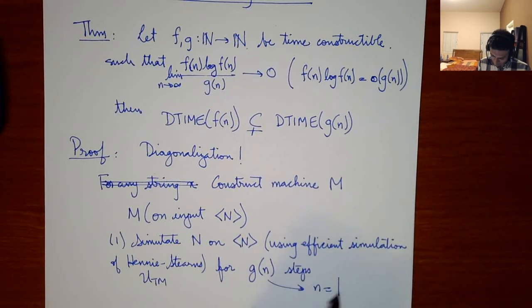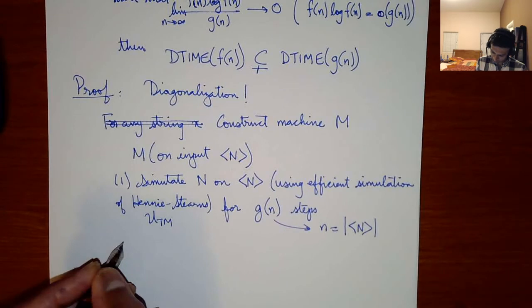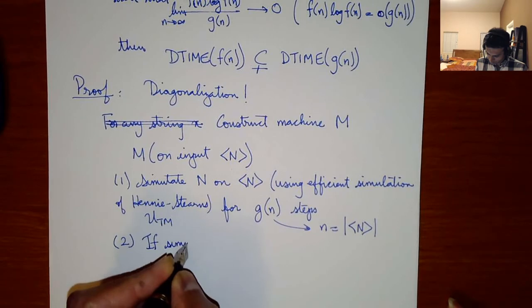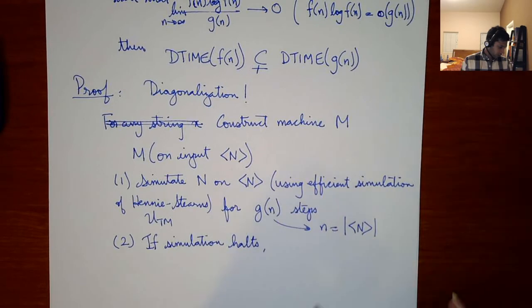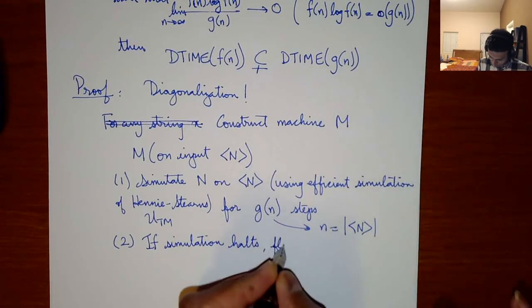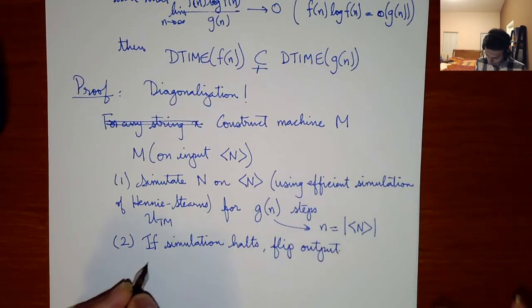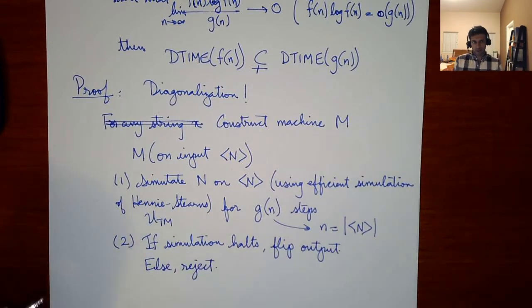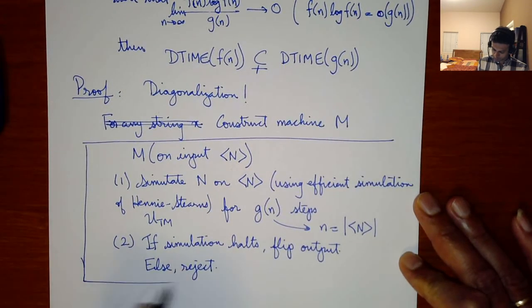Remember, n is basically the size of the input. So it's going to simulate this Turing machine for that many steps. And if the simulation halts, just flip the output, else just reject. Okay, so it's very analogous to diagonalization style proofs.